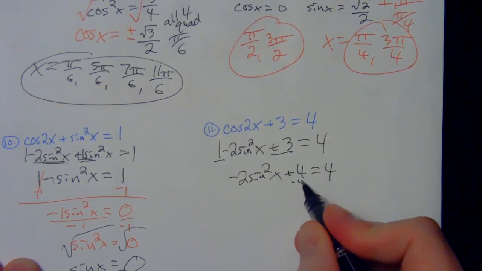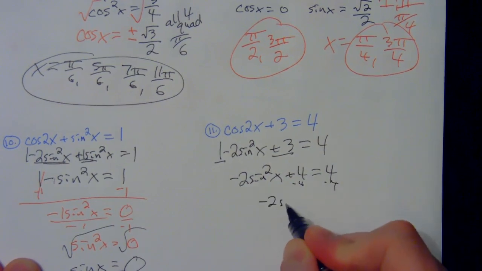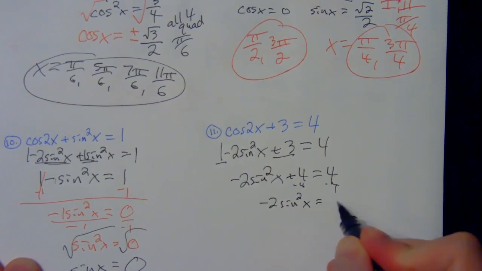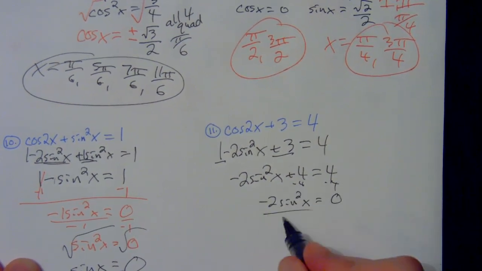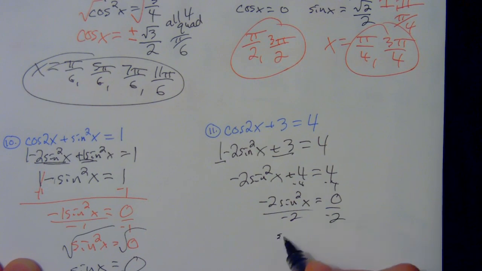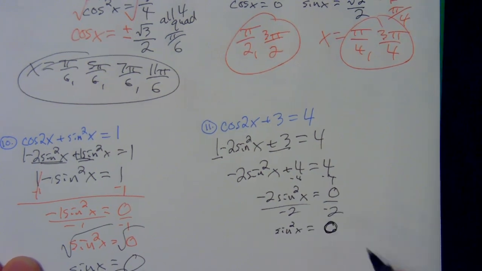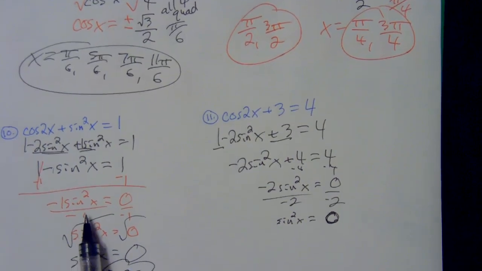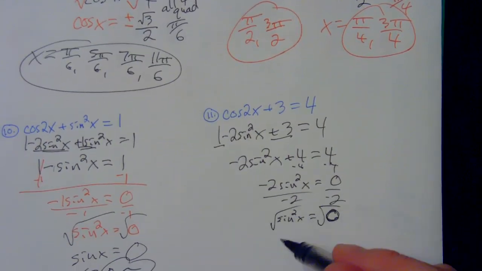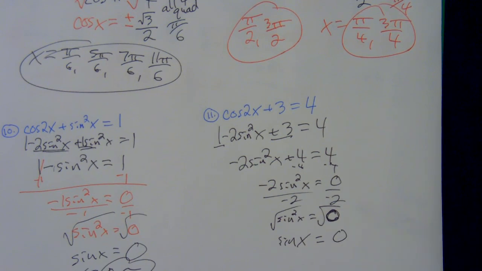And I'm going to subtract 4 from both sides. And I'm going to divide both sides by the negative 2. 0 divided by a number is 0. And then we're pretty much getting the same answers we're getting here. I'm square rooting both sides. But I don't need the plus or minus when I got the 0 there. All right, so just get that.